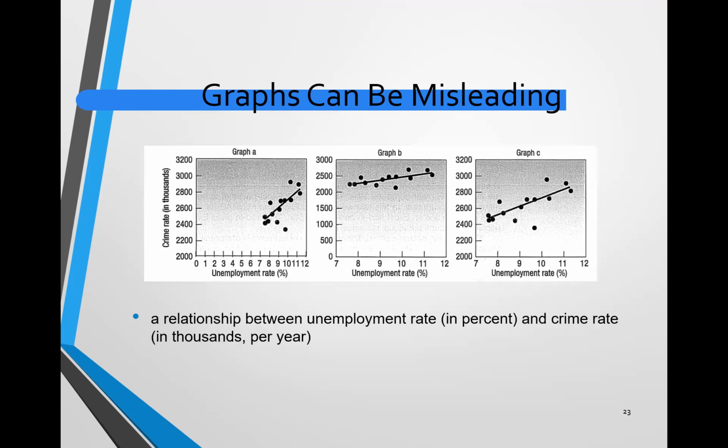Another example of this: there are 3 graphs. The relationship between unemployment rate and crime rate has been shown in these graphs. Same data, but presented in 3 graphs.